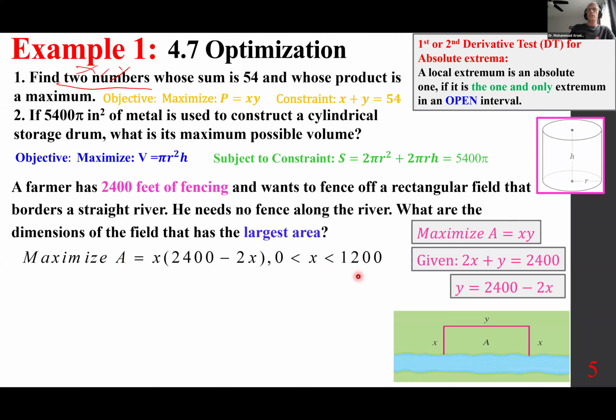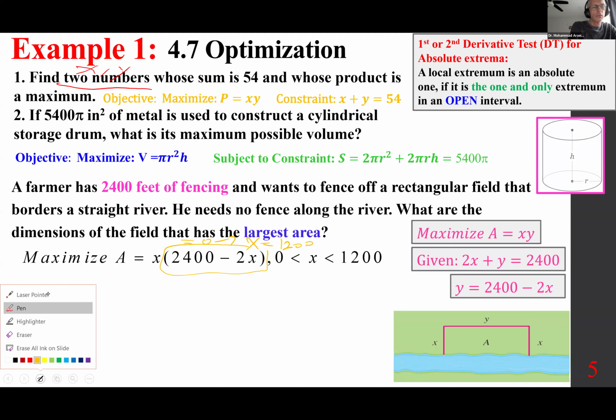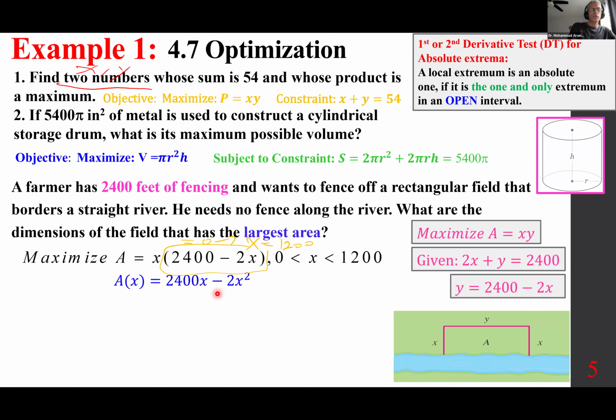Now, why is x between 0 and 1200? First and foremost, x represents dimension, must be positive. So x must be positive. Why is it less than 1200? If you set this one equal to 0, x becomes 1200. So if you pick a number larger than 1200, first of all, 1200 makes this 0, can't be. Secondly, larger than 1200 makes this parentheses negative, the area can't be negative. The product of positive and negative becomes negative. So that's the domain. And if you distribute, you get 2400x minus 2x squared.